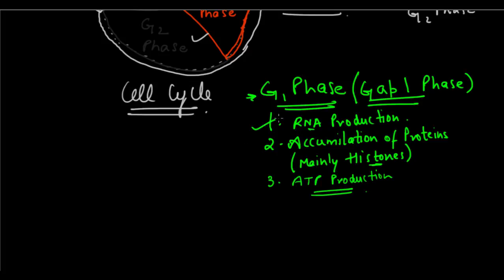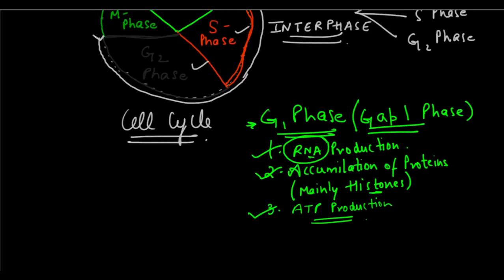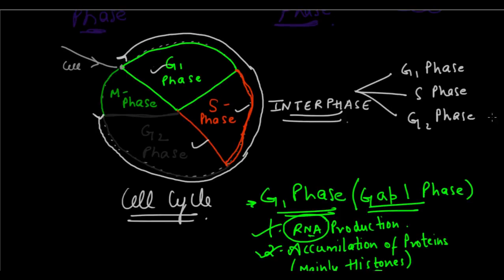So we have RNA production in the G1 phase. The ribonucleic acid has to be produced, which contains some degree of genetic material as well as proteins. Then we come to accumulation of proteins, mainly the histones, so as to help in the extension and more production of genetic material and DNA. And lastly, we have ATP production to help the cell do its biochemical procedures during the cell cycle. So these are the three main things which take place in the G1 phase, right?